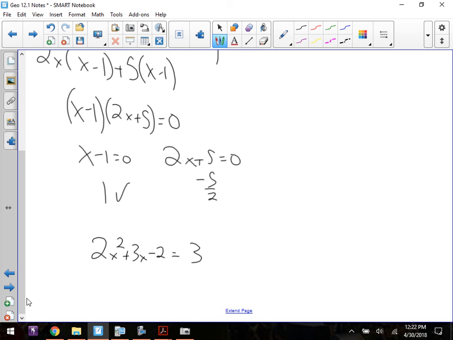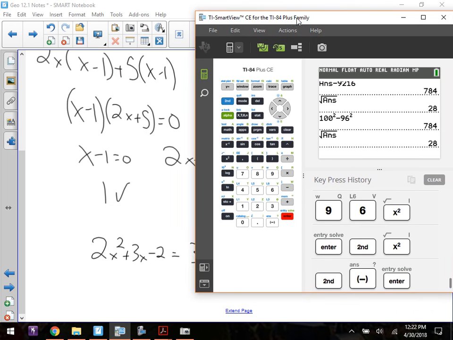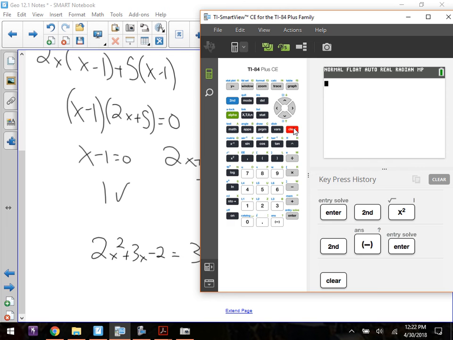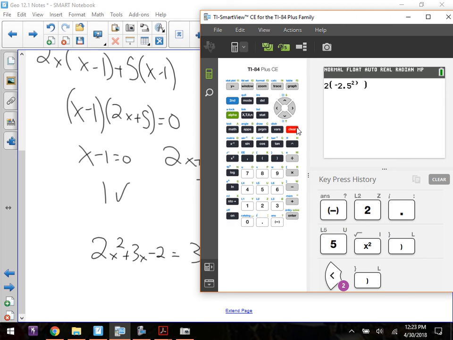Negative 5 halves. If I square negative 5 halves, well, basically you can do this. 5 halves is the same thing as what? 2.5? Negative 2.5. You okay with that? So if I type it in my calculator, I can do 2 parentheses, negative 2.5 squared. Oops, sorry, I put parentheses in the wrong spot.